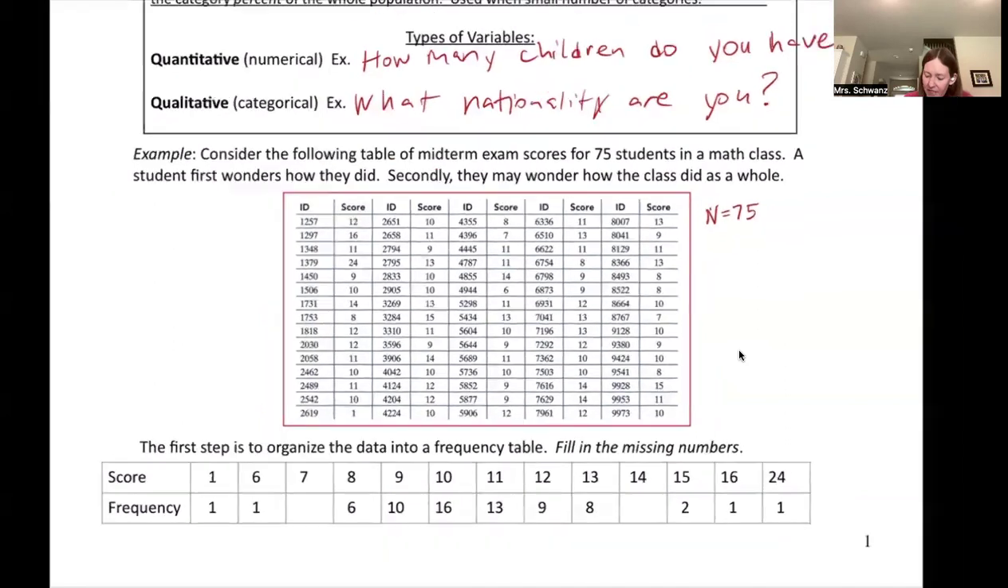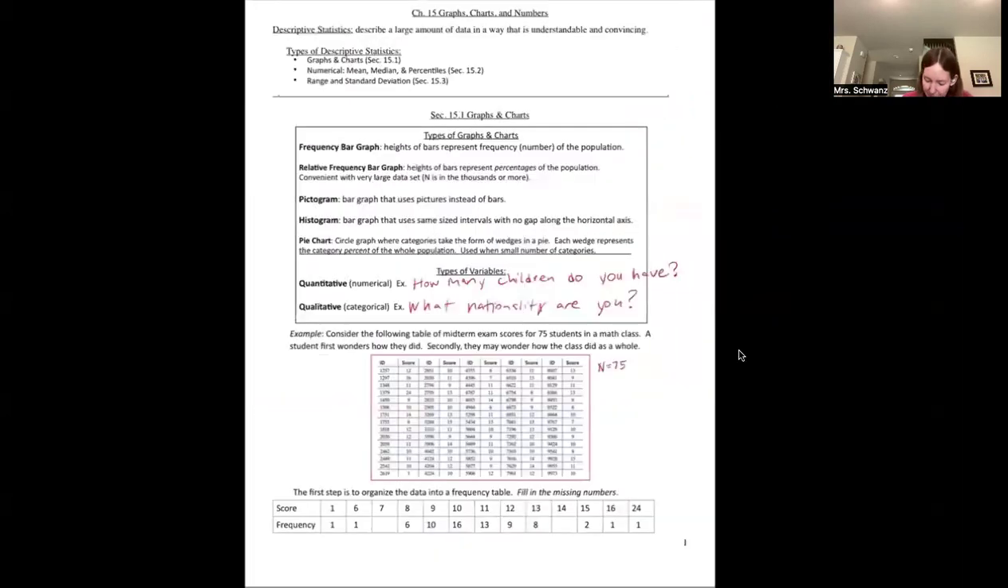So the first thing that we do is we try to take the data and organize it into a frequency table. Everybody that got a score of 1, I count how many people got a score of 1, and I put the frequency. The frequency means how many people had that score. According to this frequency table, there was one person who had a score of 1 on this quiz.